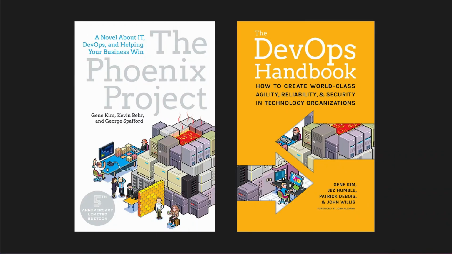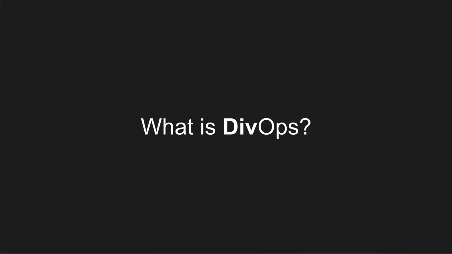And if you want to learn more specifics about DevOps, you can read books like The Phoenix Project or The DevOps Handbook. These books do a great job of explaining what DevOps is. So now you have an idea of what DevOps is, let's talk about DevOps.